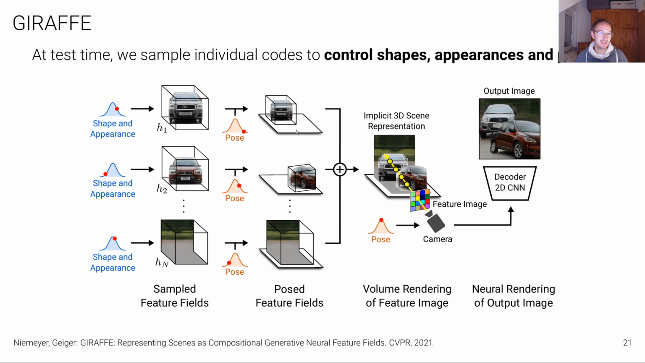At test time, we sample individual codes to control shape, appearance, and pose, as illustrated by the red dots here, which yield a novel 3D image and a novel 3D scene that can be rendered into a 2D image.